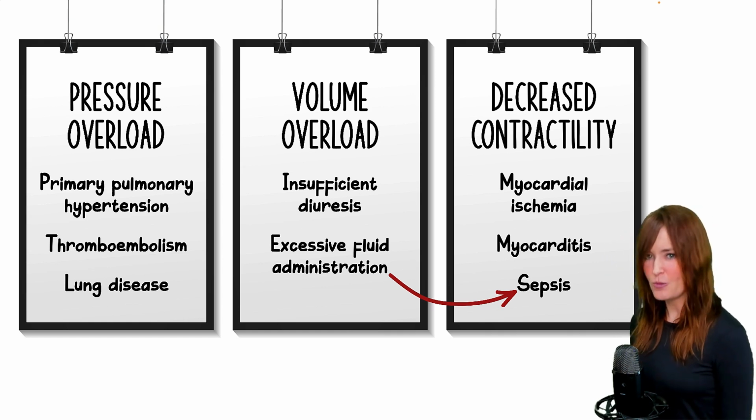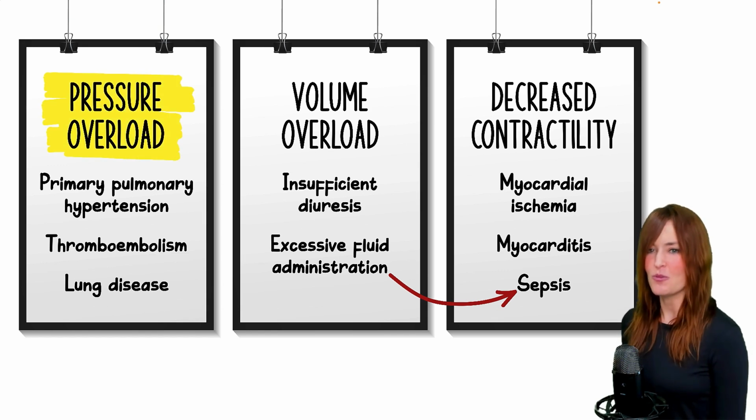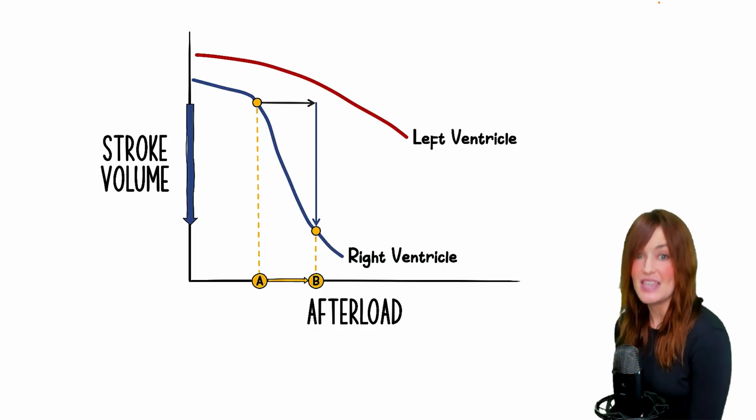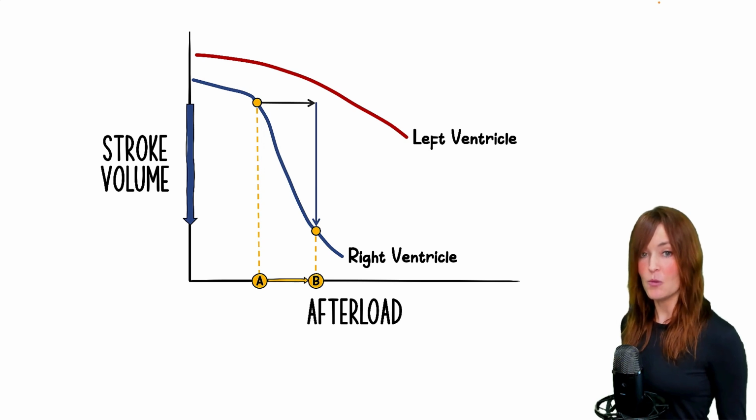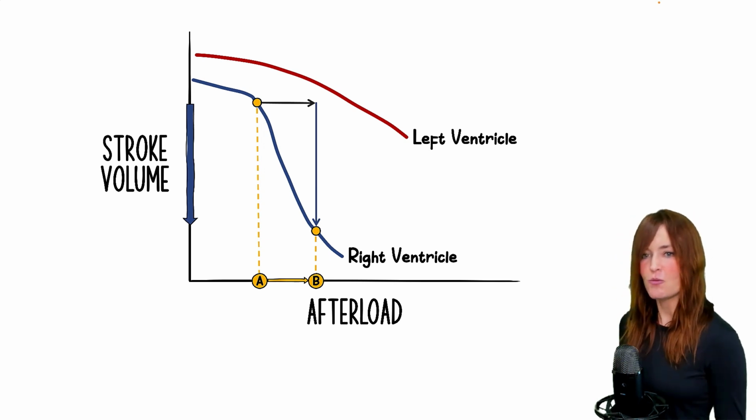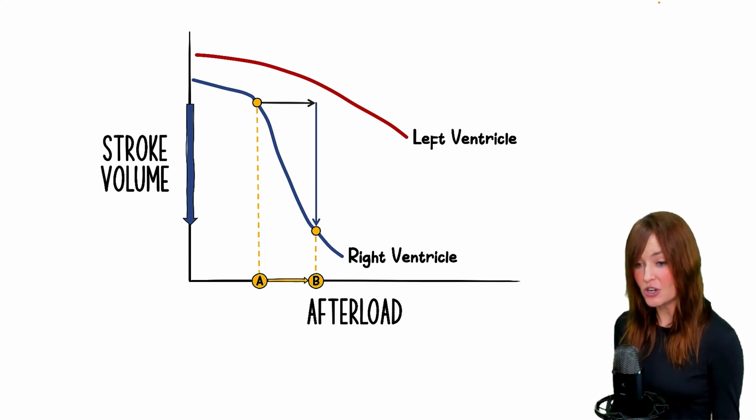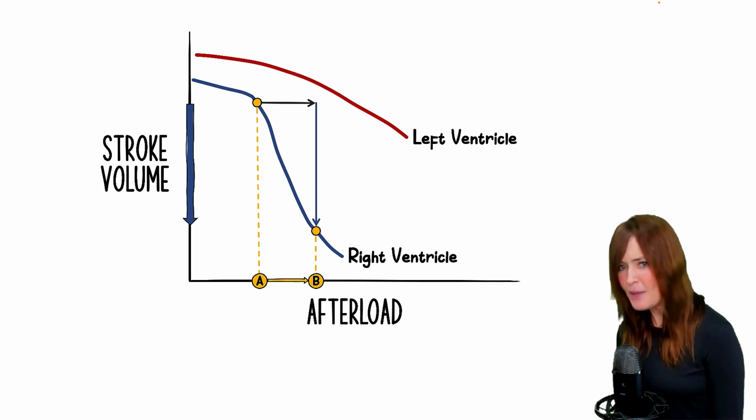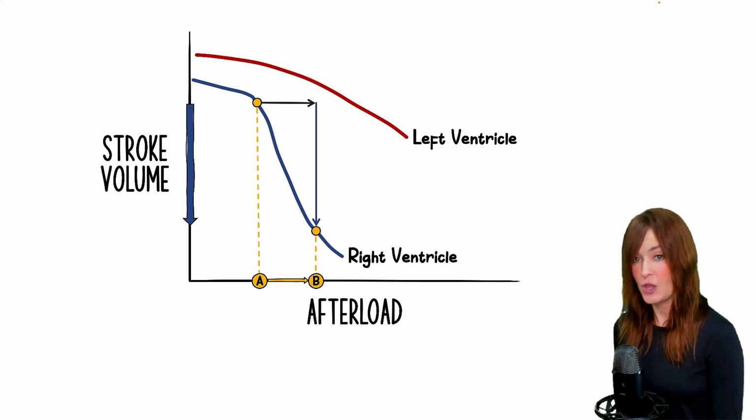But let's explore these a little bit more one by one. And let's start with pressure overload. So this is this problem here, right? This is the problem that the RV just cannot handle high afterloads, and that afterload is a primary determinant of normal RV function. The RV starts failing very rapidly when it is pressure overloaded.